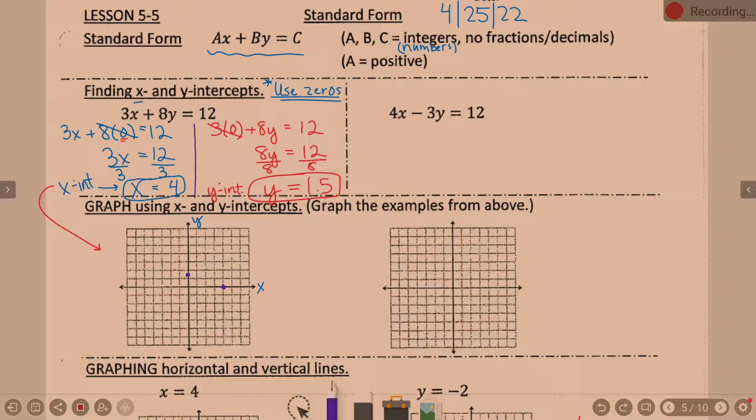And guess what we can do with those 2 dots? Connect them and make a line.